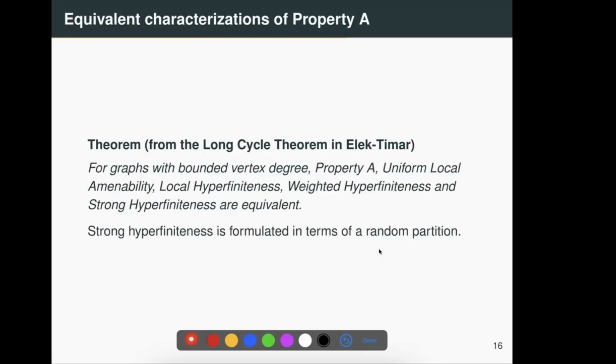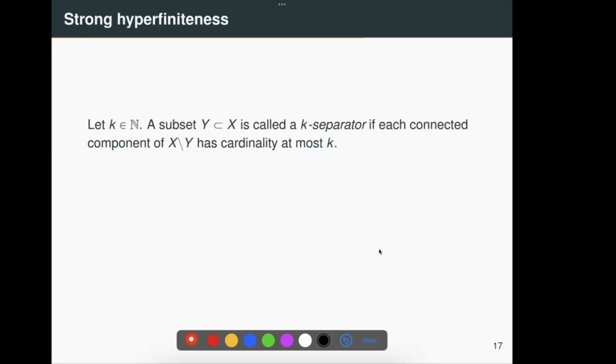So we're going to use that property A is equivalent to what's called strong hyperfiniteness. I'm going to show you the definition on the next slide. People understand amenability is closely related to hyperfiniteness. And so here is this formulation called strong hyperfiniteness that's equivalent to property A. The definition is in terms of random partitions.